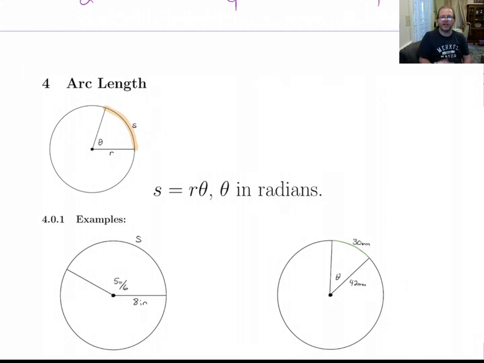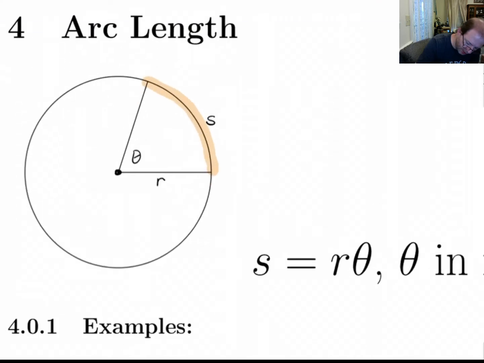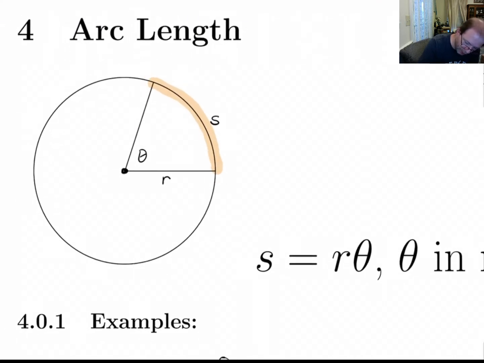All right, let's talk about finding arc length. Arc length on a circle, you've got what's called a central angle here. The angle is centered in the middle of the circle, and what we want to do is figure out how to find the arc length here.